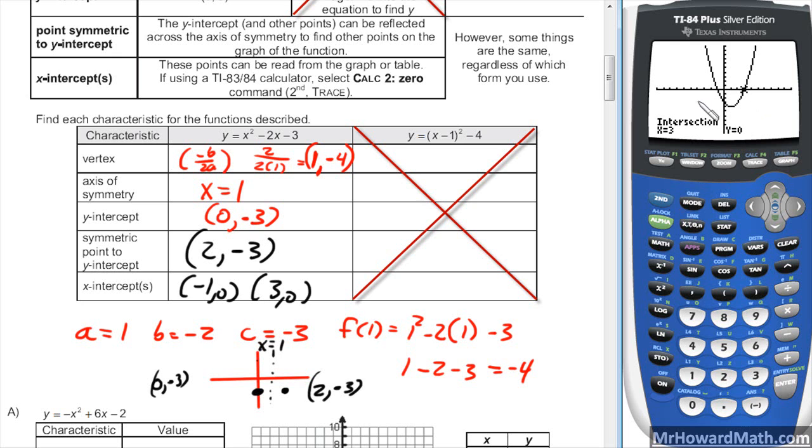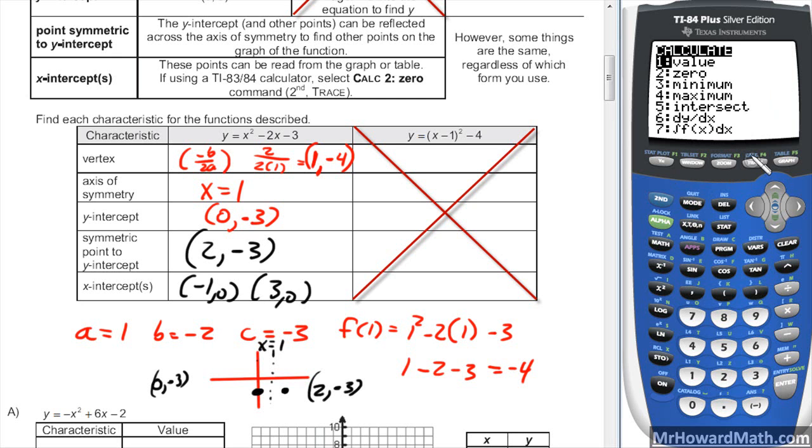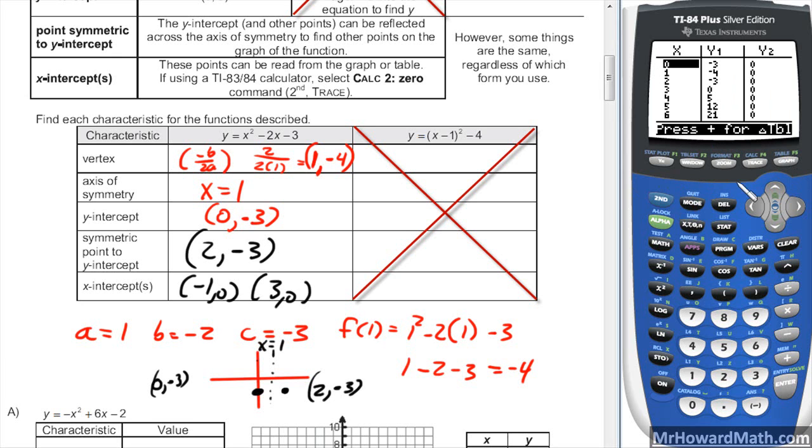You could also use the zero method, second trace, option 2. Most students don't like that. I'm not going through that again. When you can do it the intersection method, that works. You can double check with your table since we have whole number x-intercepts. So negative 1, 0 is there, check, and 3, 0 is there, check.